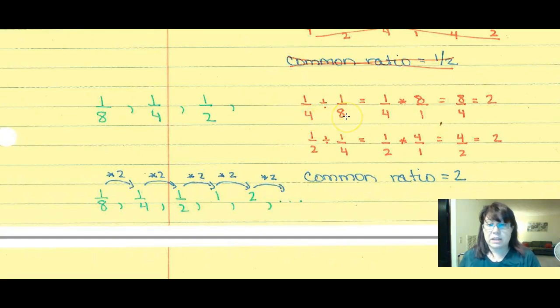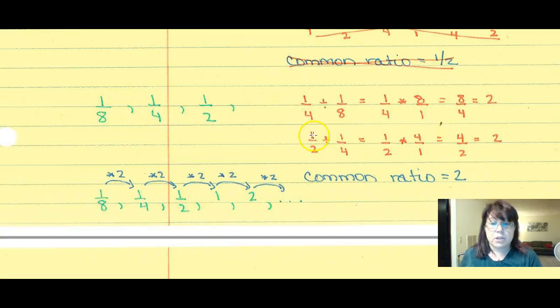1/4 divided by 1/8. Well, we don't do division of fractions. We need to do the multiplication of the reciprocal. So 1/4 times 8 over 1. That's 8 times 1, which is 8, and 4 times 1, which is 4, and it reduces down to 2. So far, it's looking like our common ratio is 2, but we do want to check the third and second numbers.